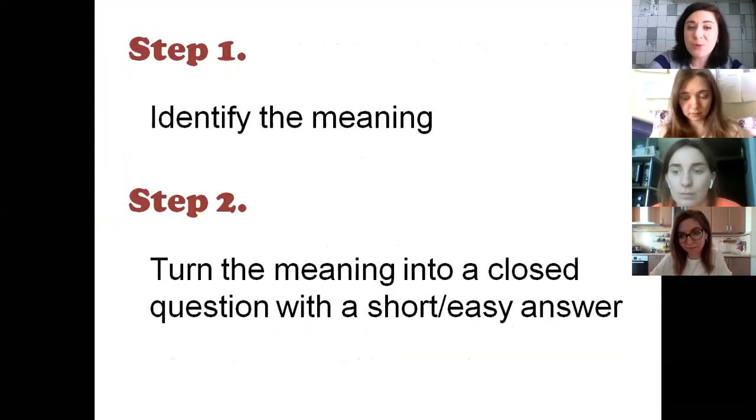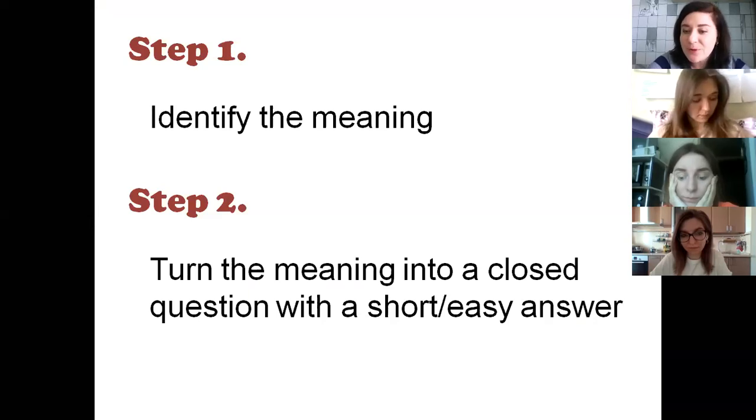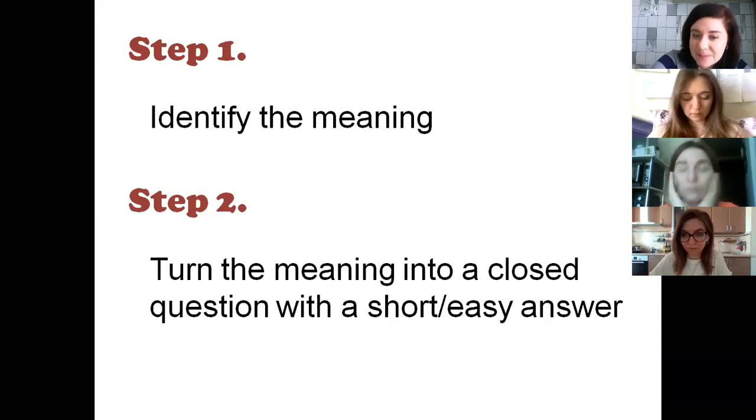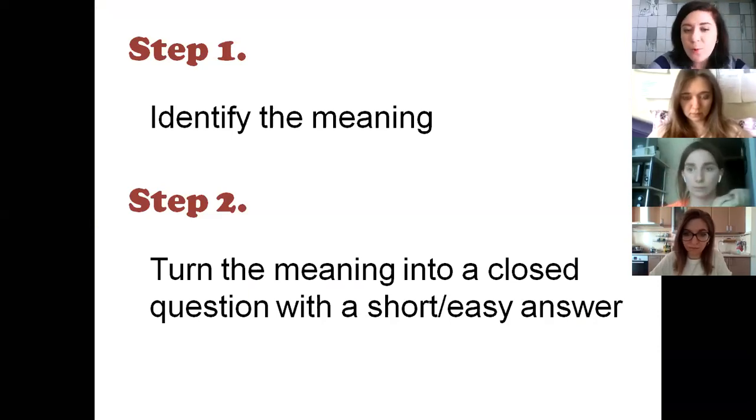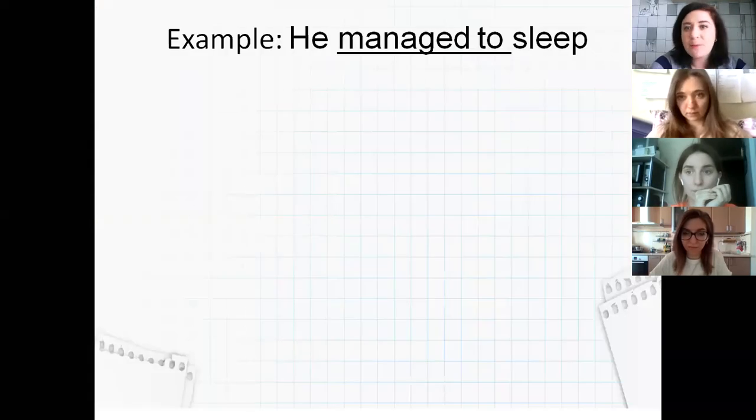So what should we do? How to plan, how to work with CCQs. Now I'm talking about vocabulary. First of all, in this part of vocabulary that you are presenting, you should be 100% certain about the meaning. And this meaning of the phrase, of the word, you should turn into a closed question with a short or easy answer. So let's look at the example.